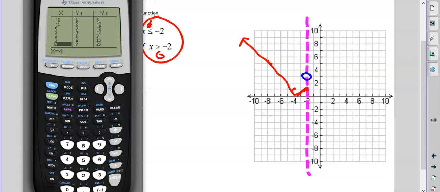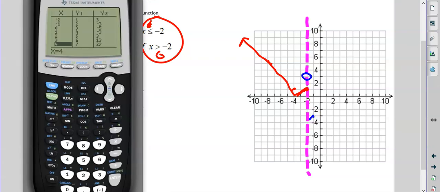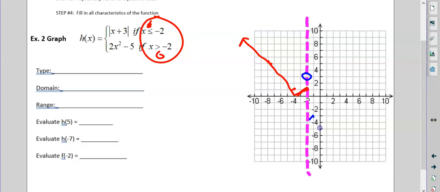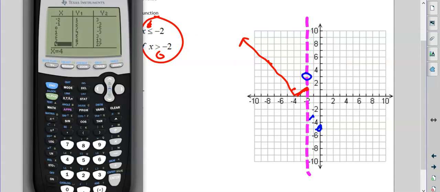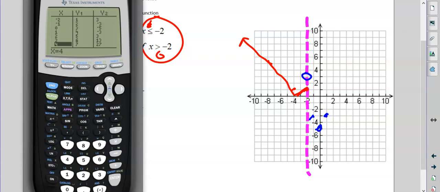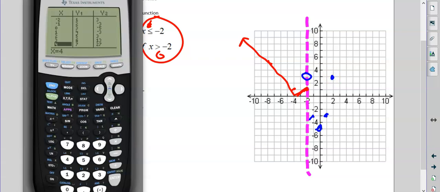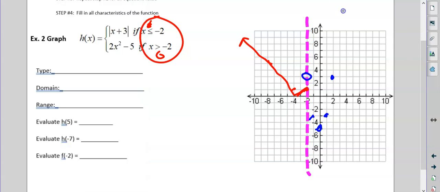-1, -3. And then I have 0, -5. And then 1, -3. And 2 is going to match. 2 is going to be +3, like so. And I could stop there. I can also do, well, 3 is 13, so that's kind of off the chart. Be somewhere up here, right? And then I just started my open dot. I come down and I go up, and there's my partial parabola.